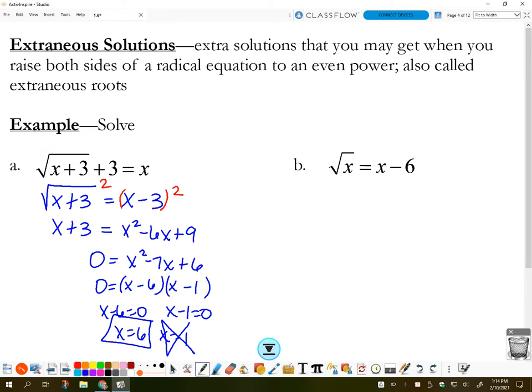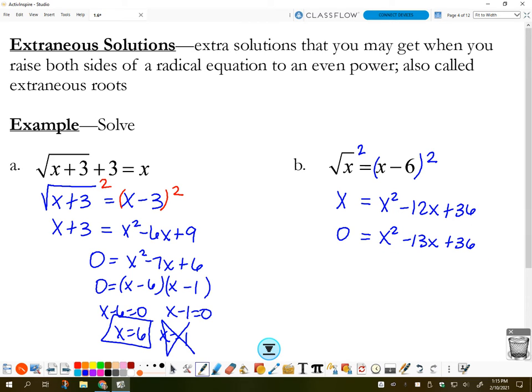Alright, so next problem. We already have a radical by itself, so we want to square here so x comes out. Remember, we got to square the other side. So we're going to do x squared. Then we do x times negative 6 twice, so negative 12x. And then 6 times 6 is 36. Alright, again, it creates a quadratic most of the time. So we need to move this x over here so that we have 0.